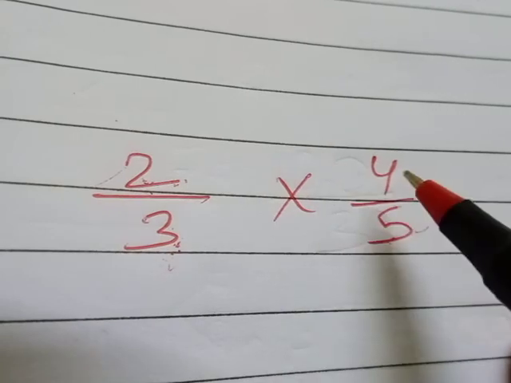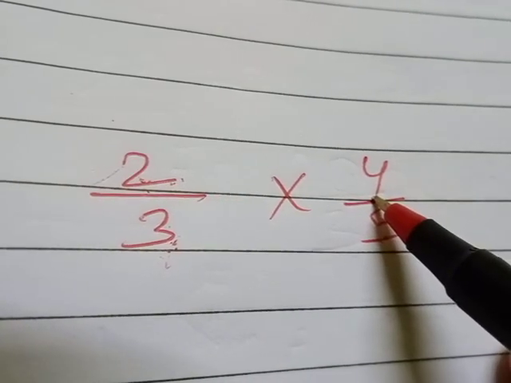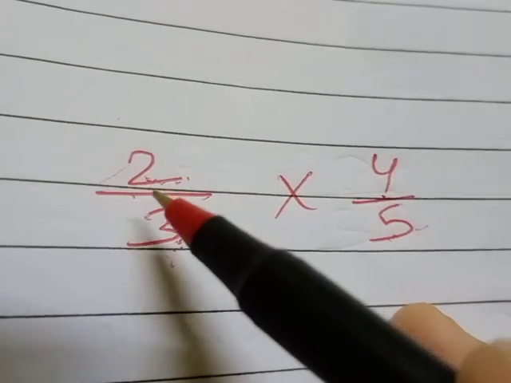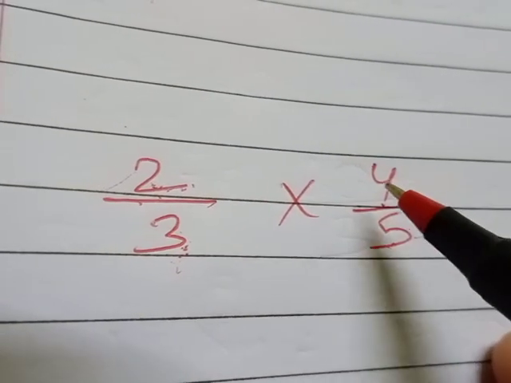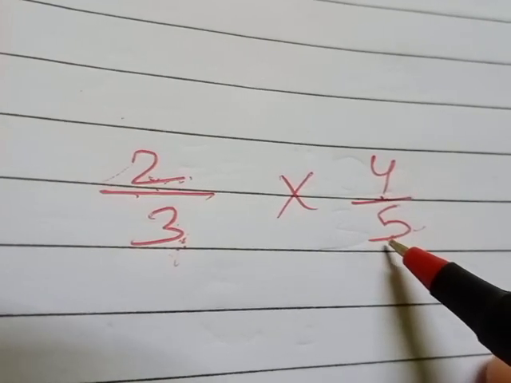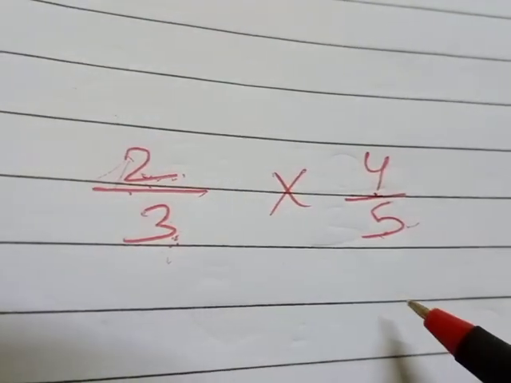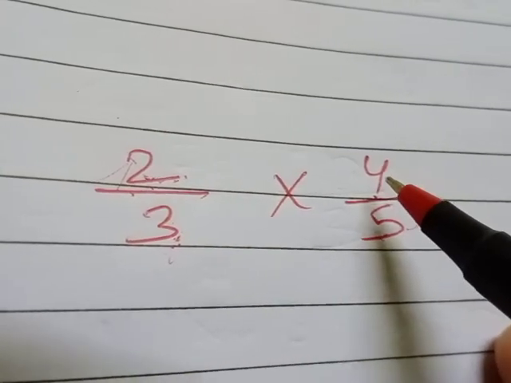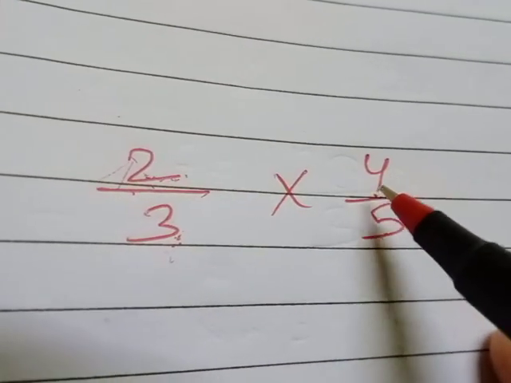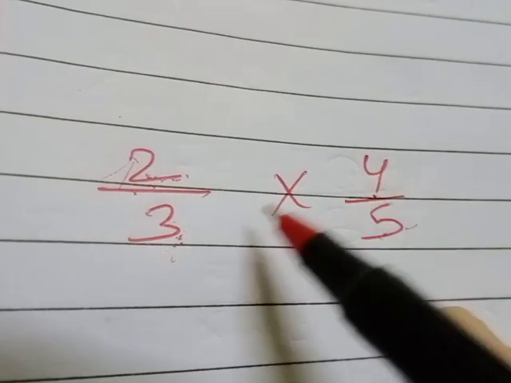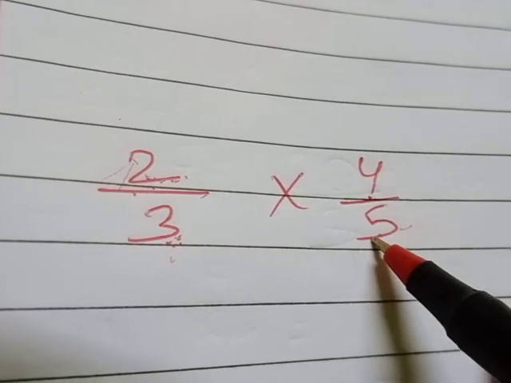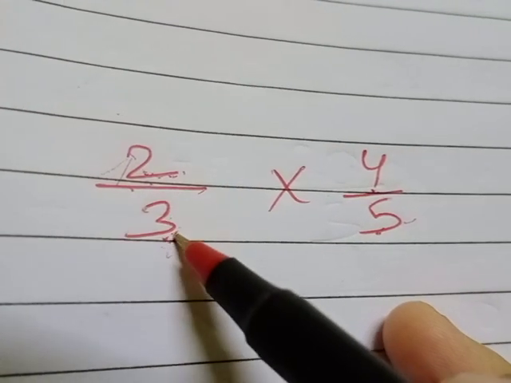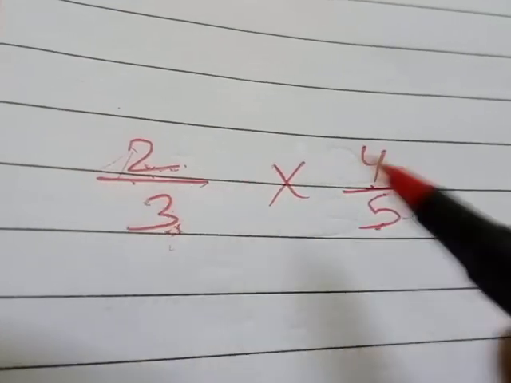2 and 4 cannot be divided because both the given numbers of the fractions are in the numerator place. If this 4 would have been in the denominator, then we would have divided 2 and 4. But now it is in the numerator, so we will not divide. Keep in mind, numerator and numerator is not divisible, denominator and denominator is not divisible. Only we can divide numerator with denominator and denominator with numerator, like that.